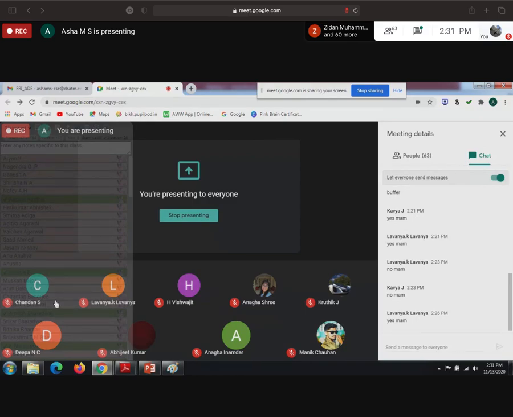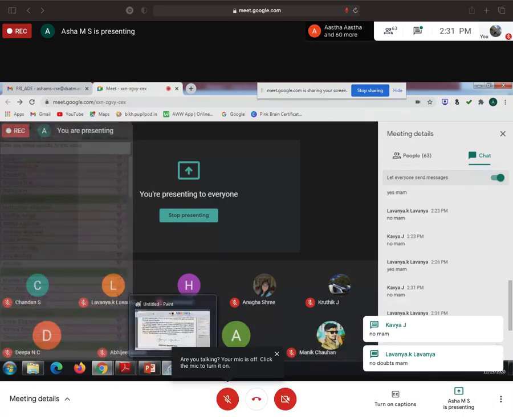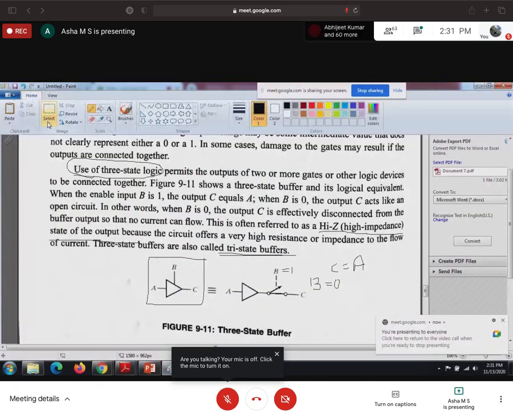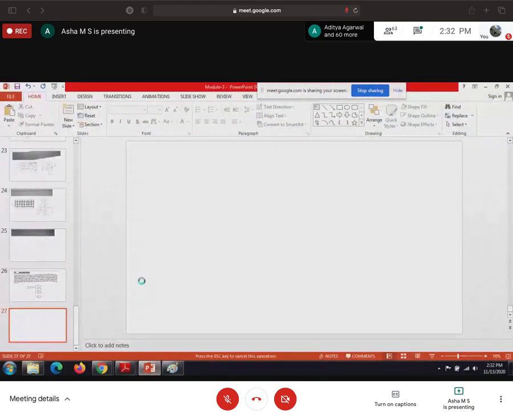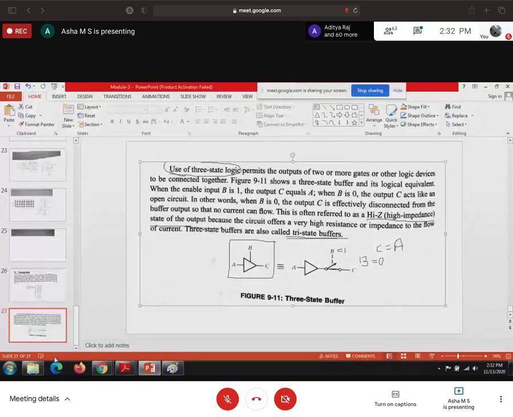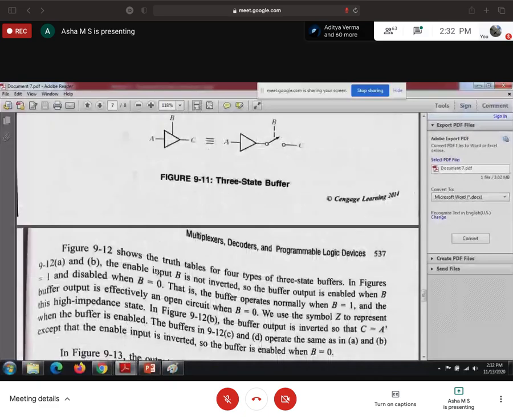Any doubts? Any doubts in the tri-state buffer? So now we'll see different values for the enable inputs of the buffer.